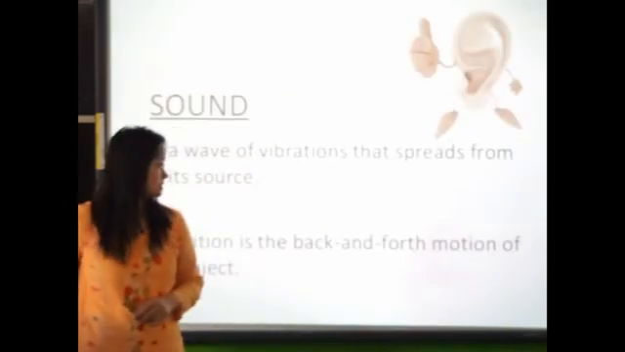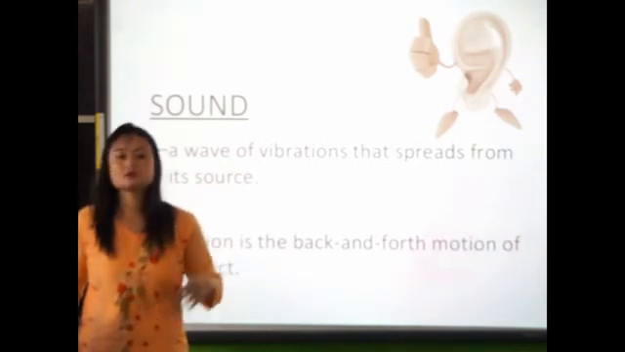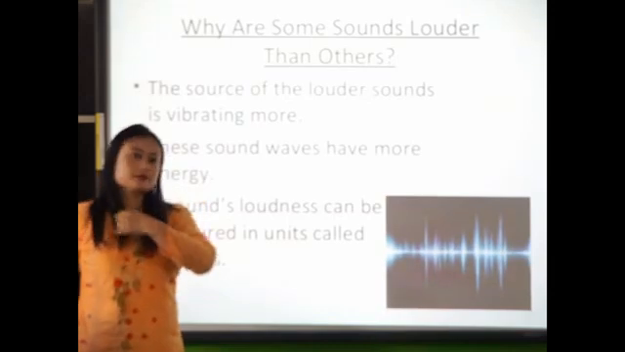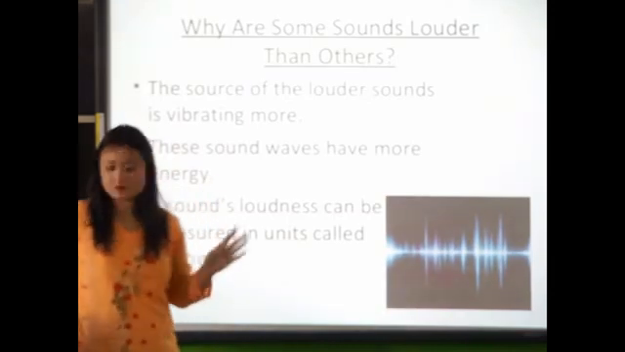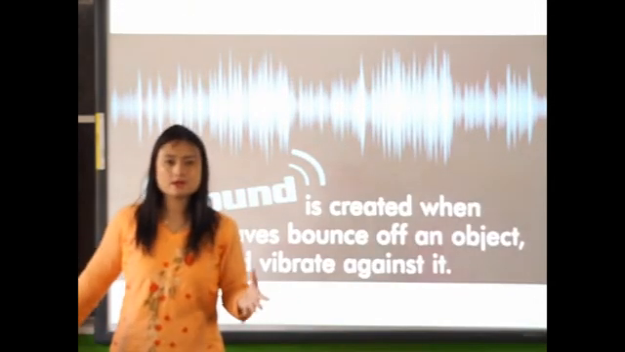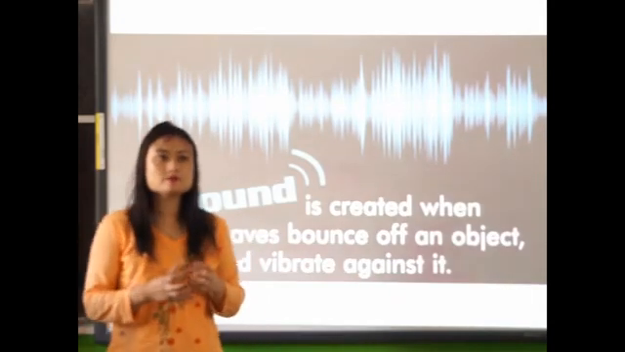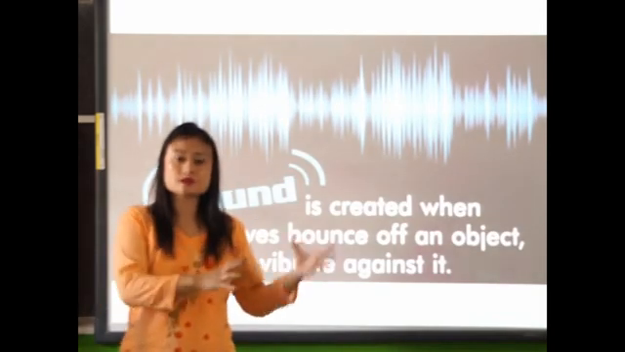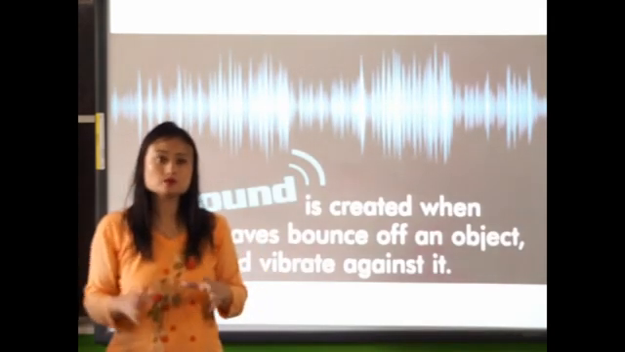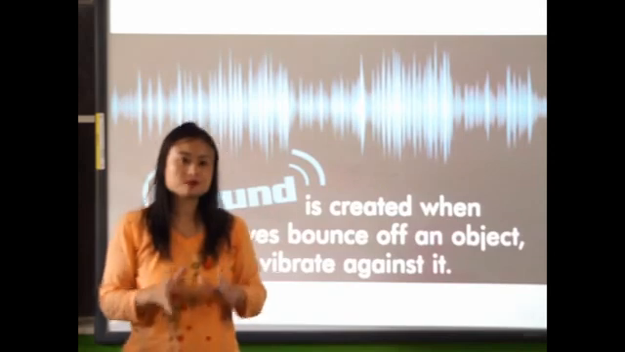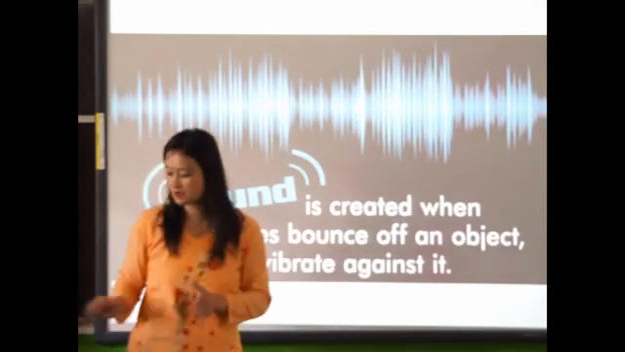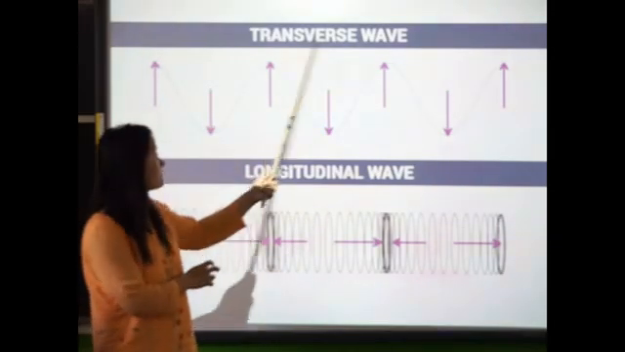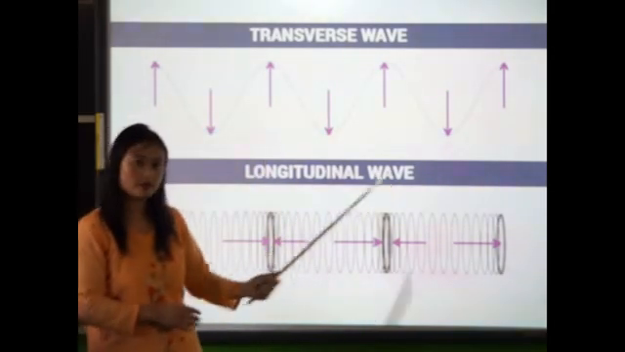Then we learned about how particles move. So the particles move to and fro. And we discussed that sound travels in the form of wave. And before we moved on with how the sound is transferred, we discussed the types of wave. And how many types of waves are there? There are two types of wave. One is called transverse wave, the other is called longitudinal wave.